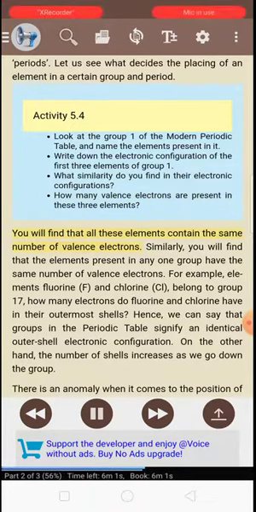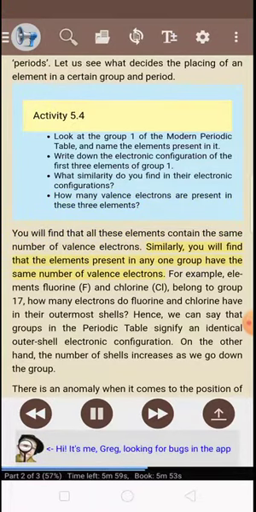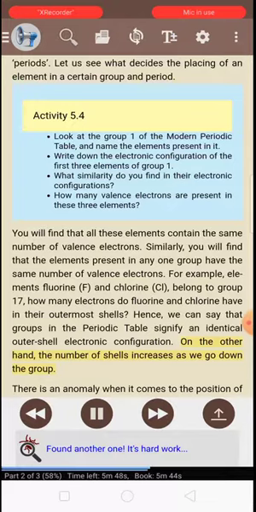You will find that all these elements contain the same number of valence electrons. Similarly, you will find that the elements present in any one group have the same number of valence electrons. For example, elements fluorine, F, and chlorine, Cl, belong to group 17. How many electrons do fluorine and chlorine have in their outermost shells? Hence, we can say the groups in the periodic table signify an identical outer shell electronic configuration. On the other hand, the number of shells increases as we go down the group.